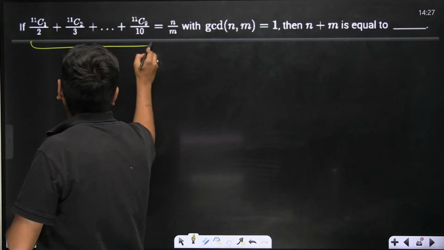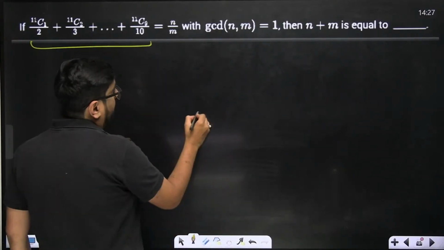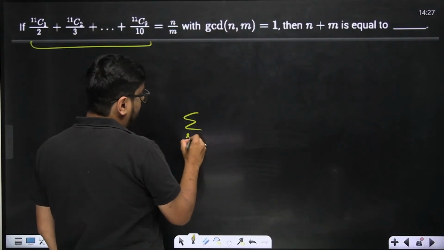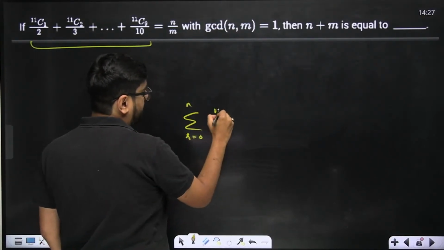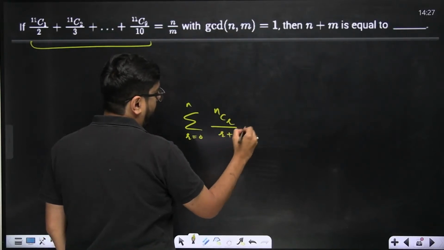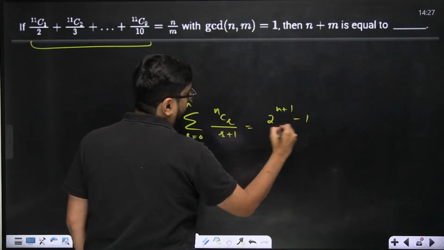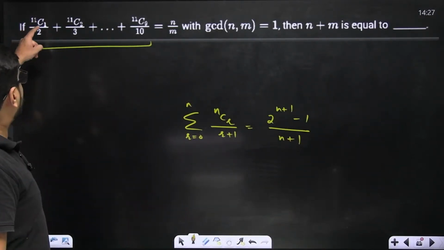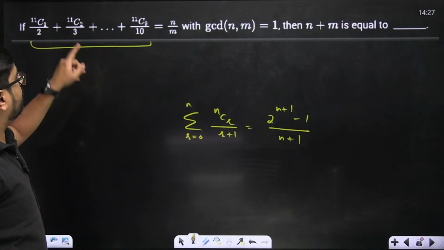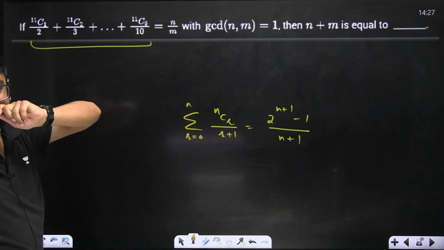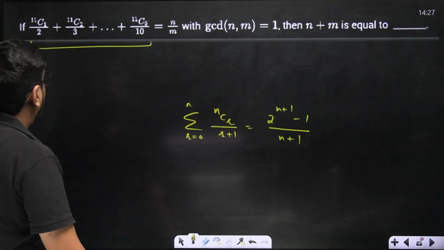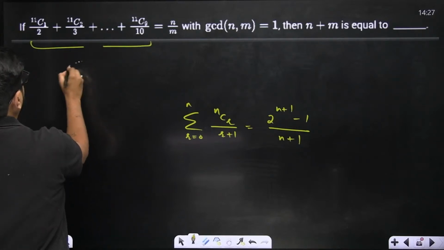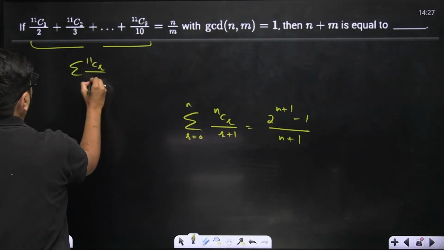This is the question I was talking about, right? Remember, this question you'll be able to solve with normal methods also, but if you remember this, it can be easily solved. Summation of nCr upon r plus 1: 11C1 upon 1 plus 1, 11C2 upon 2 plus 1, up to 11C9 upon 9 plus 1. Right? So this simple answer will be 2 to the power, this is what, summation of 11Cr upon r plus 1.